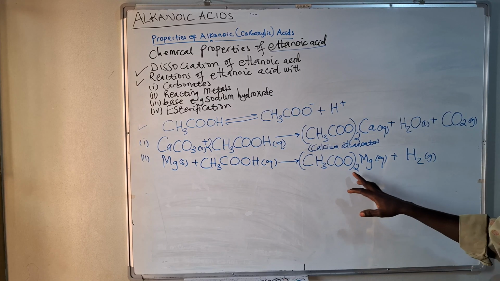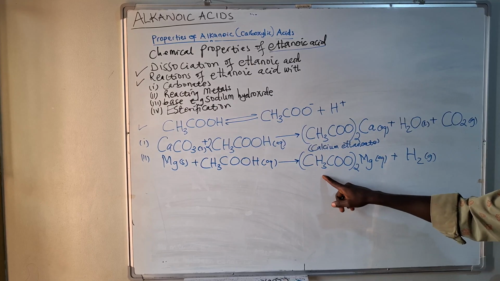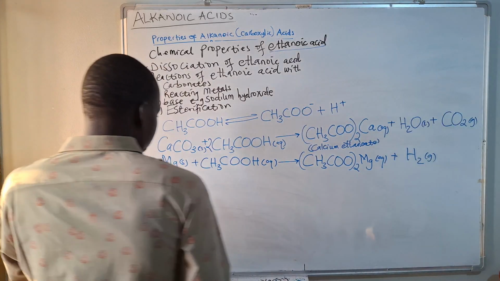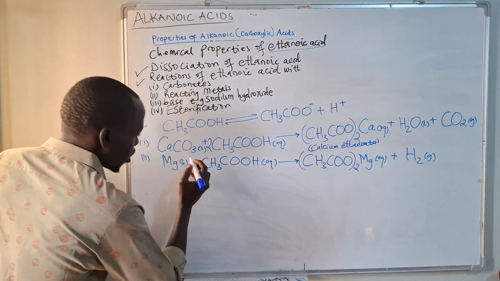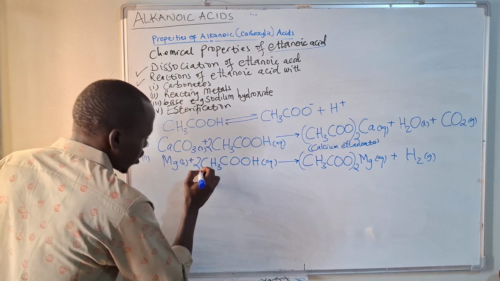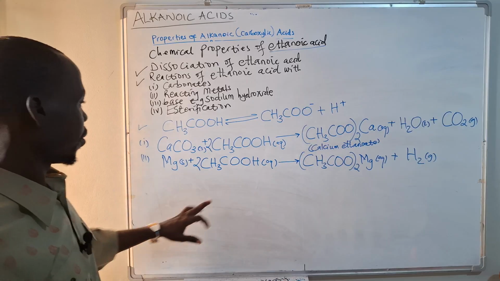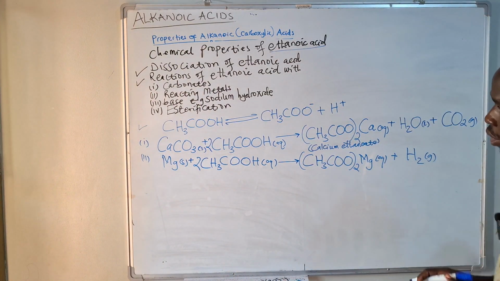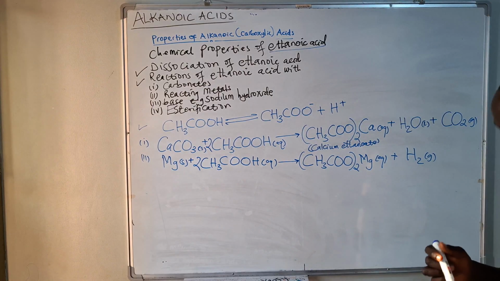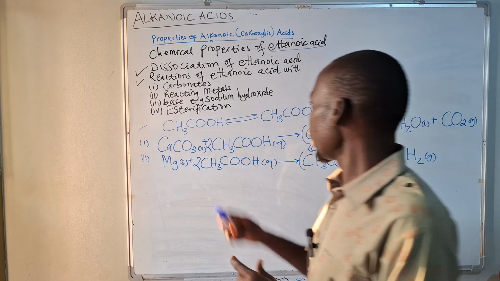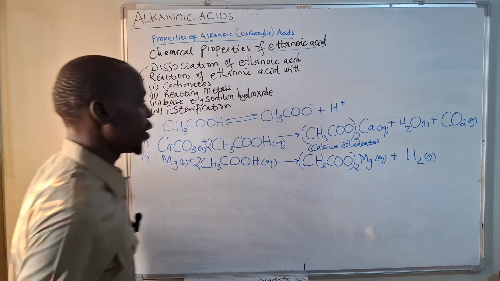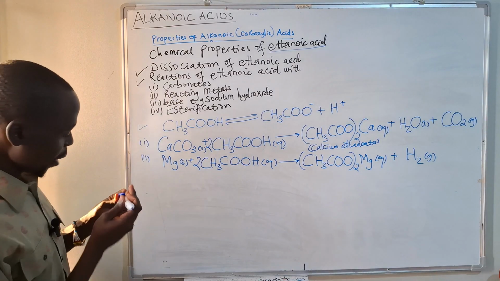So let's see whether the equation is balanced. Hydrogen this side, we have 6 plus 2, 8. So we need to put 2 here. We shall have 8 hydrogen, and oxygen 4, oxygen 4. So this is the reaction when you get reacting metals such as magnesium and combine them with ethanoic acid: you'll be in a position to produce the salt and hydrogen gas. So we're still in the chemical properties.